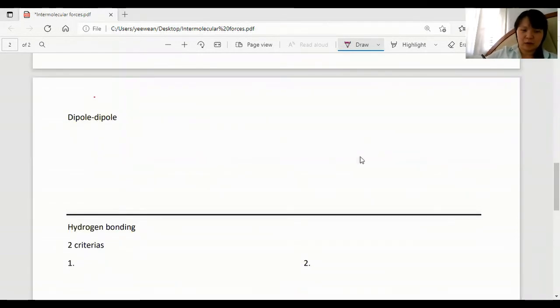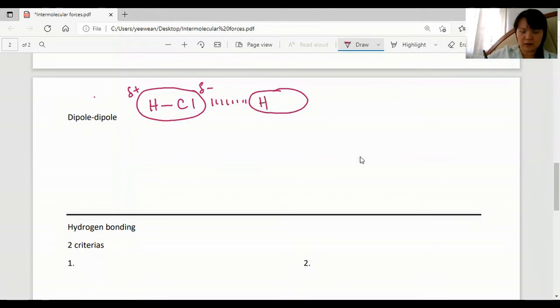Next, dipole-dipole forces. These are not induced, they're permanent. For example, if I have HCl, obviously in HCl, Cl is much more electronegative. So that will be the negative side of the molecule and H will be the positive side of the molecule. If this bonds with another HCl, the H would definitely face the Cl, so that positive can bond with negative here. It's delta negative with delta positive. So these are dipoles.